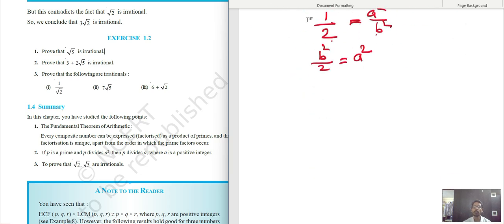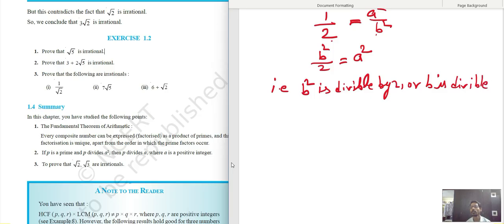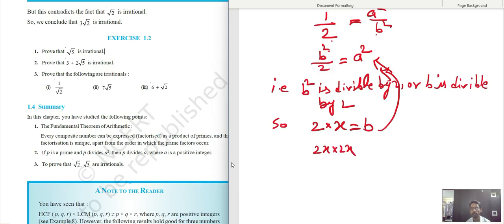Okay. Now again same thing we will write here, that is b square is divisible by 2, so b is divisible by 2. So in the table of 2, how many times? x times, what will come? b will come. This data we will replace here. Okay. So what we can write next? b is equal to 2x. How many times? 2 times because square is there. Okay. 4x square by 2 is equal to a square. 2 times 2 cancel. So x square is equal to a square by 2.